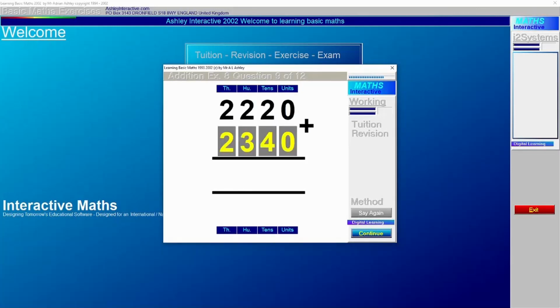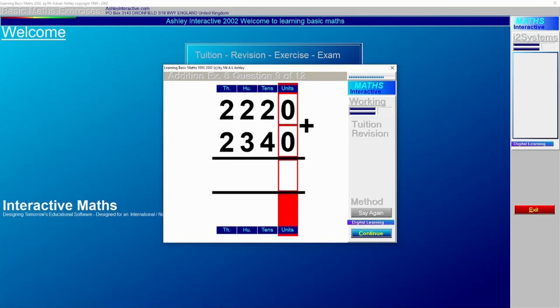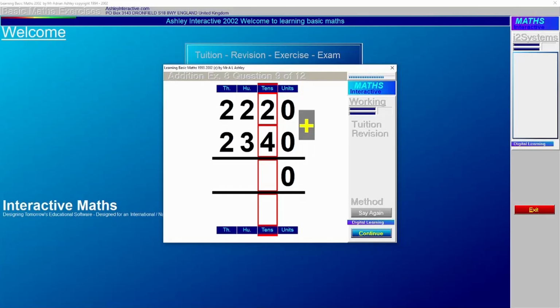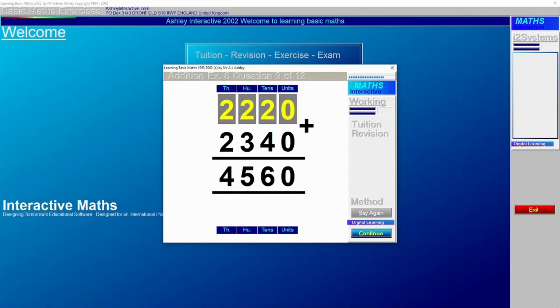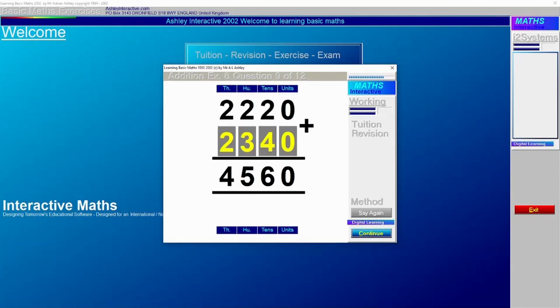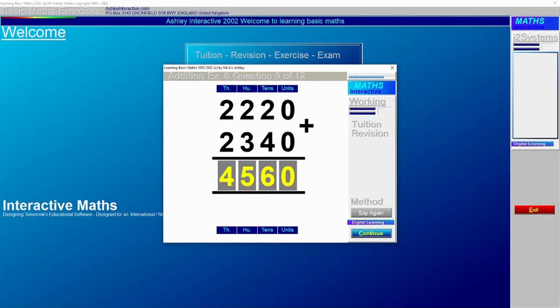2,220 add 2,340. Adding up the units column. 0 add 0 is equal to 0. Adding up the tens column. 2 add 4 is equal to 6. 2 add 3 is equal to 5. 2 add 2 is equal to 4. 2,220 add 2,340 is equal to 4,560.